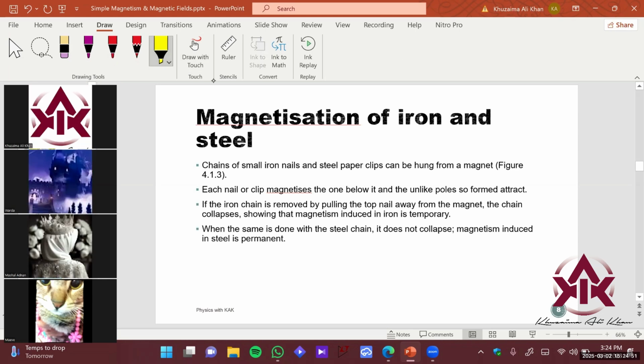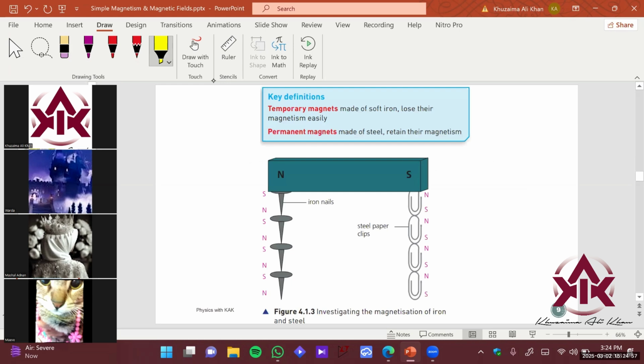So chains of small iron nails and steel paper clips can hang from a magnet, figure 4.1.3. You can see that we have steel clips here, and we have iron nails here. Both of them we can stick on one of the sides. If we stick iron on the north pole, it will induce a south pole on the top of an iron nail and a north pole on the tail, and so on. It will repeat in an alternate pattern so that it forms a chain of iron filings.